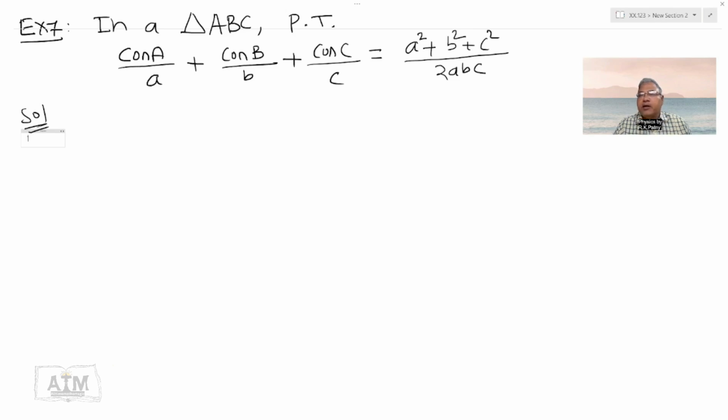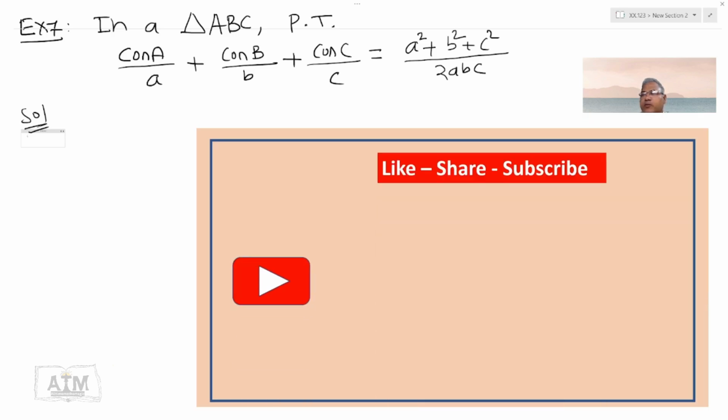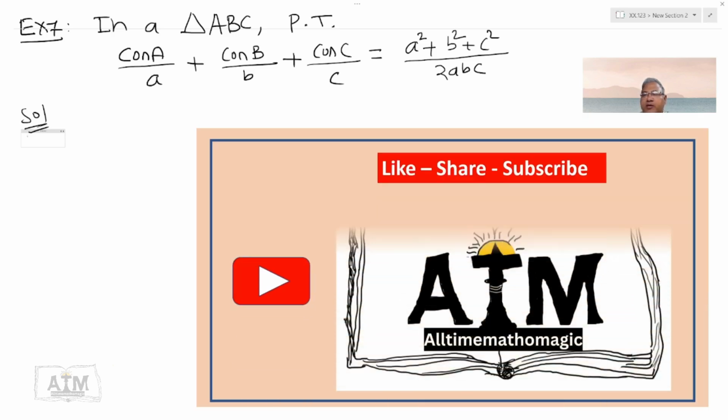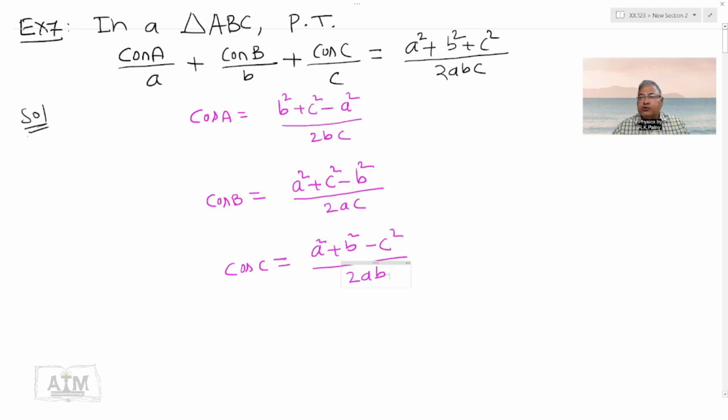Example 7. In a triangle ABC, prove that cos A upon A plus cos B upon B plus cos C upon C equals A square plus B square plus C square upon twice ABC. To solve this problem, I am going to use this formula. So cos A equals B square plus C square minus A square upon twice BC, and so on, the cos B and cos C formulas.